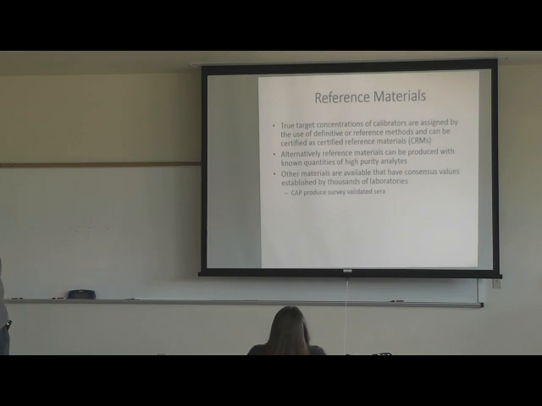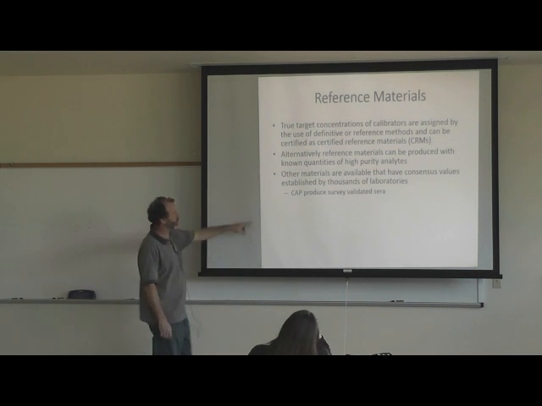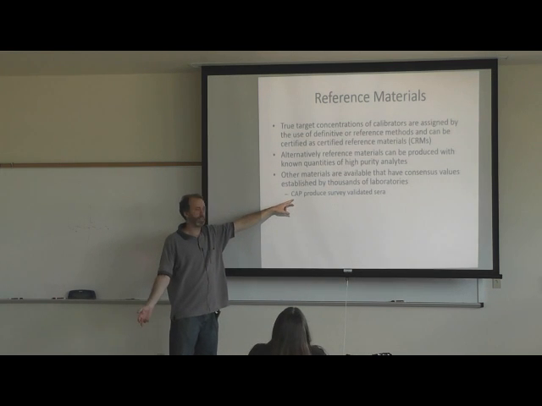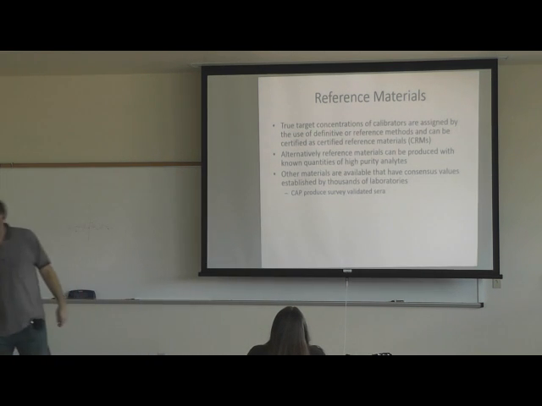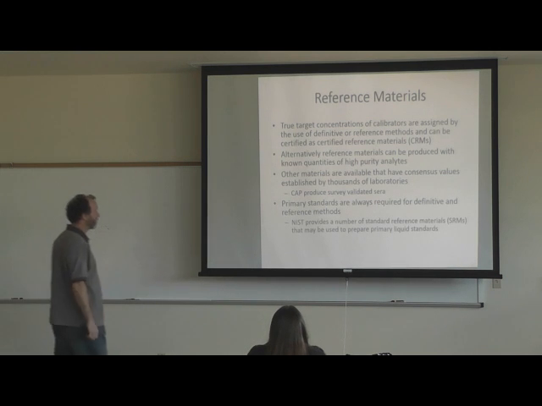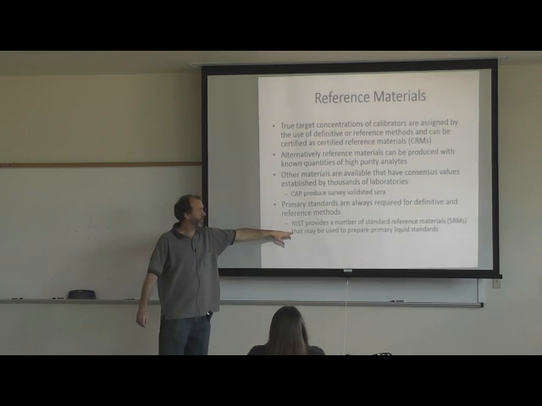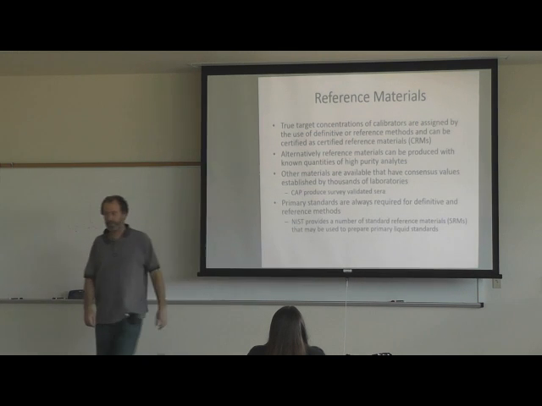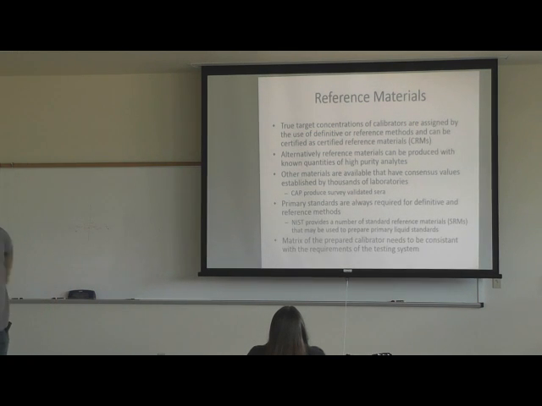Other materials are available that have consensus values established by thousands of laboratories. CAP produces survey-validated sera. And primary standards are always required for definitive and reference methods. So NIST will provide a number of standard reference materials that may be used to prepare primary liquid standards. And the matrix of the prepared calibrator needs to be consistent with your test, remember? So if you're going to be testing urine, you calibrate the machine using a urine matrix.